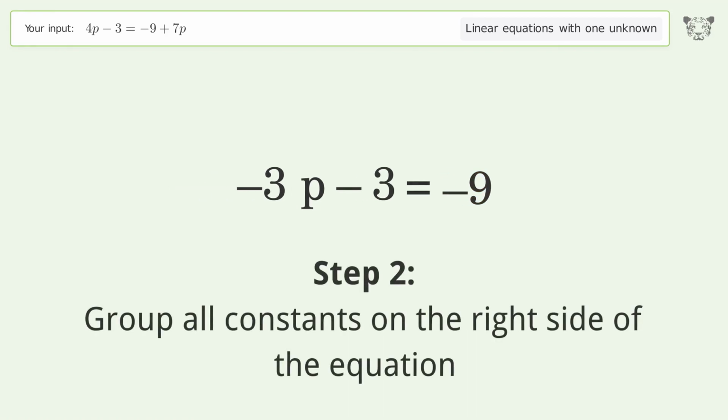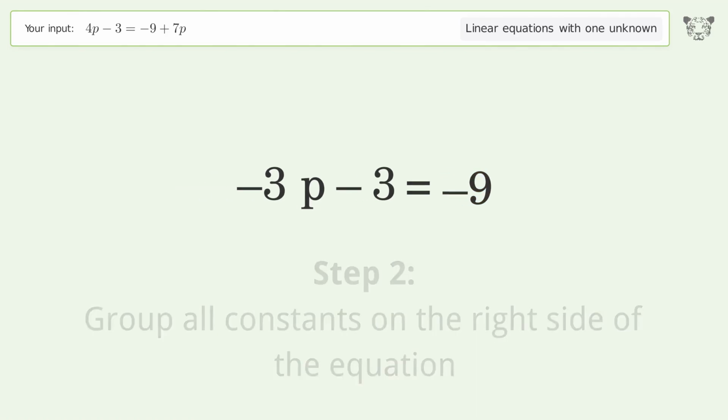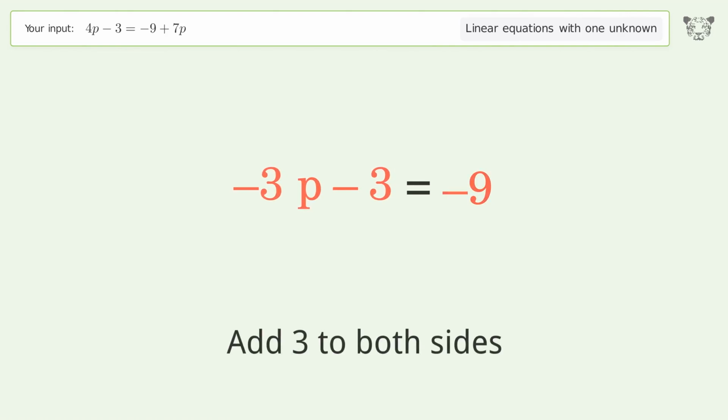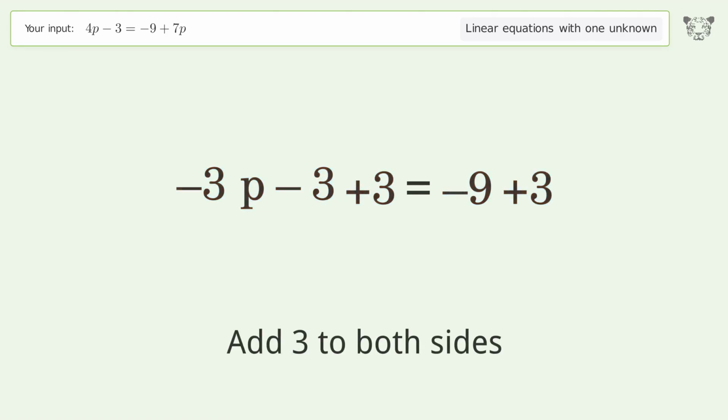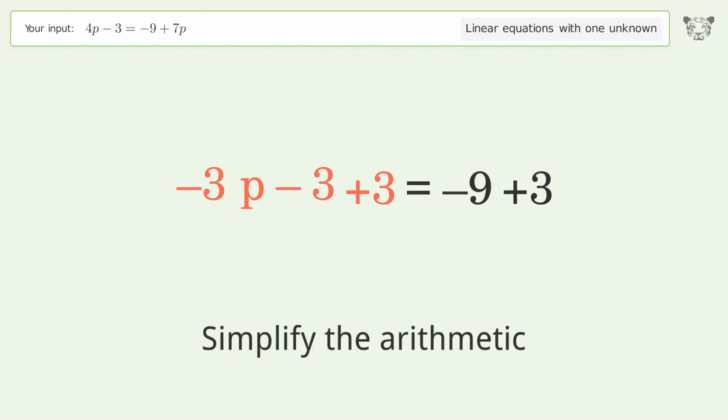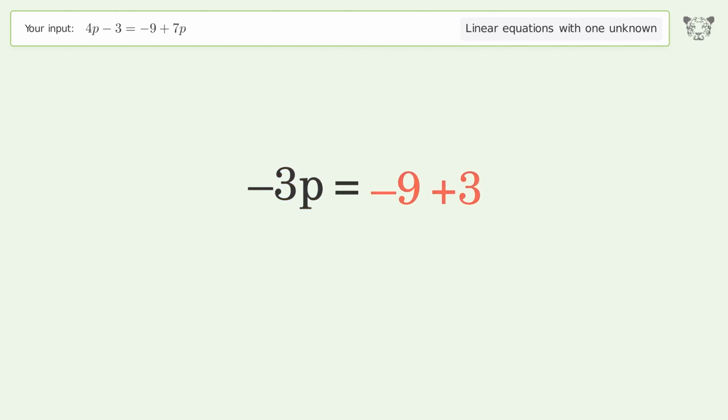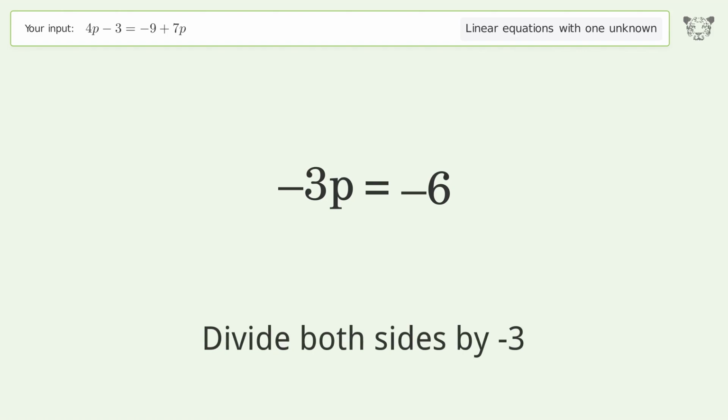Group all constants on the right side of the equation. Add 3 to both sides. Simplify the arithmetic. Isolate the p. Divide both sides by -3.